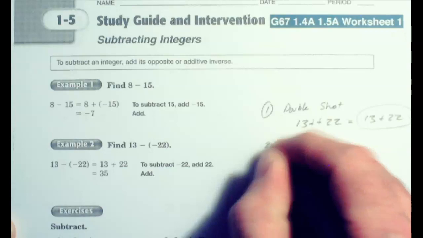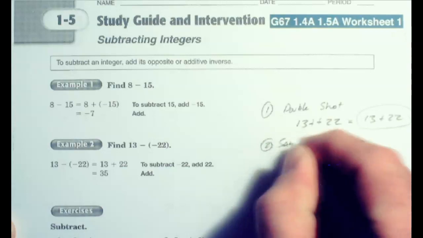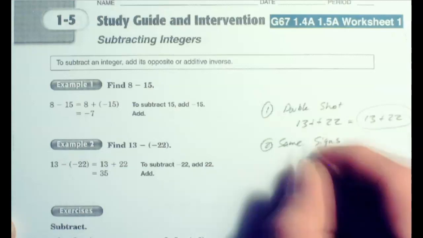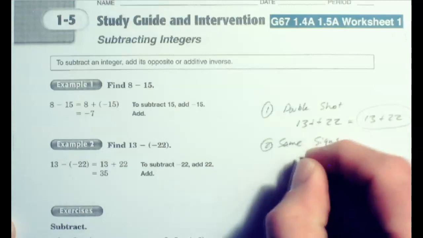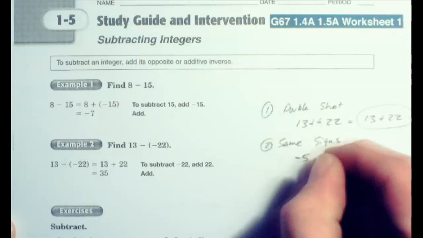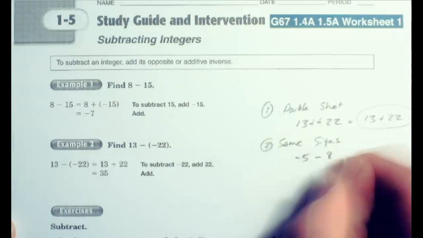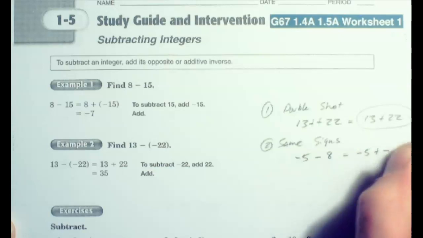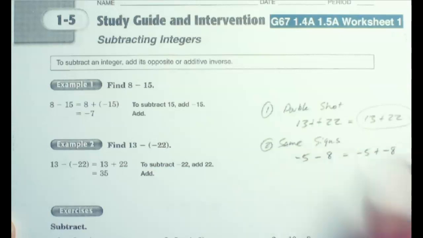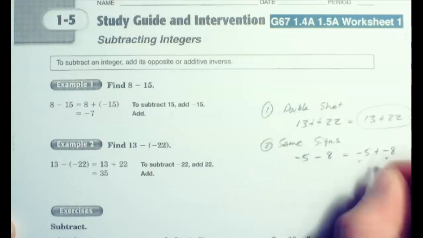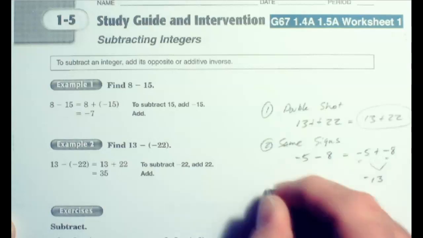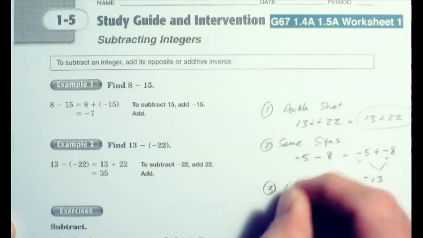Number 2, we have same signs. And same signs just says that if you have negative 5 minus 8, that's really the same as negative 5 plus a negative 8. These are the same signs. They're both negative. So you can just add these two guys up, and you've got a total of 13, and it's going to be negative. Number 3 is different signs.